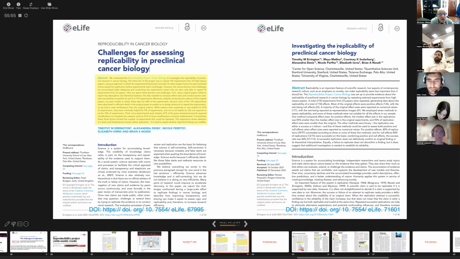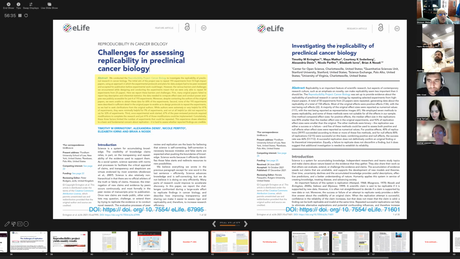Moreover, despite contacting the authors of the original papers, we were unable to obtain this data for 68% of the experiments. Second, none of the 193 experiments were described in sufficient detail in the original papers to enable us to design protocols to repeat the experiments. So we had to seek clarifications from the original authors. While authors were extremely or very helpful for 41% of experiments, they were minimally helpful for 9% of experiments, and not at all helpful or did not respond to us for 32% of the experiments.